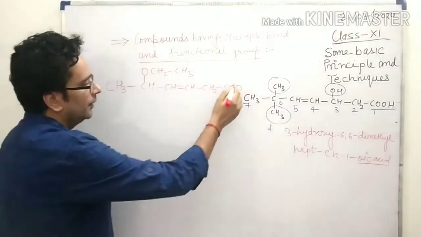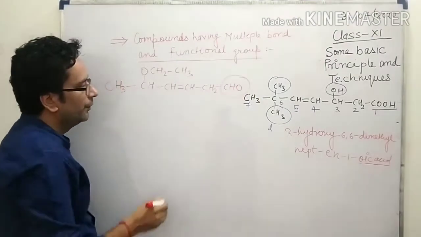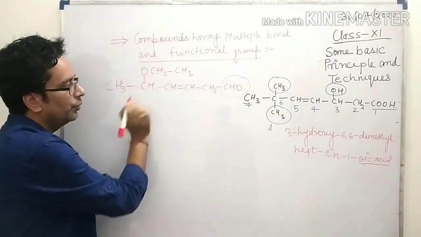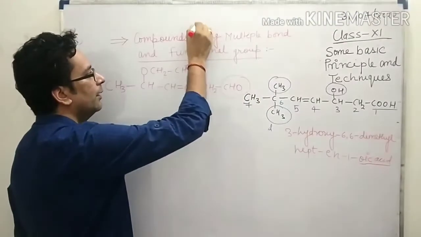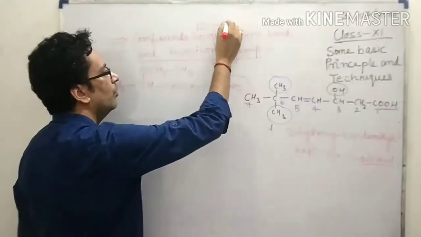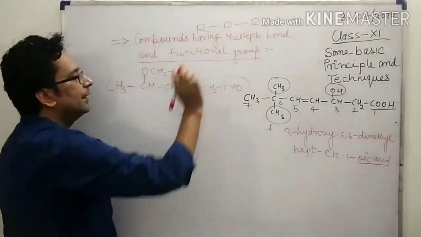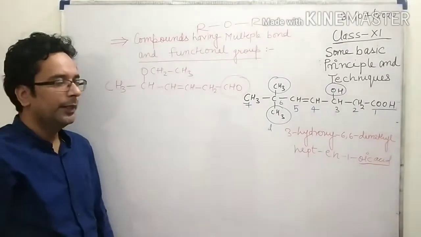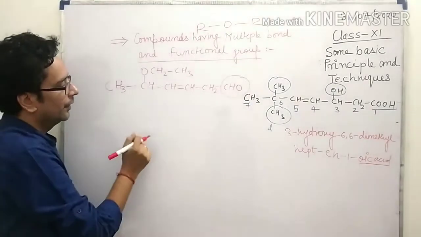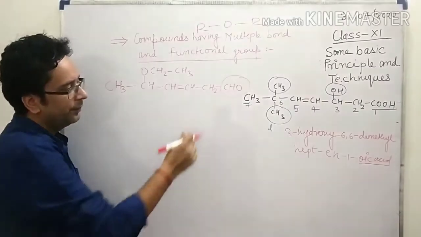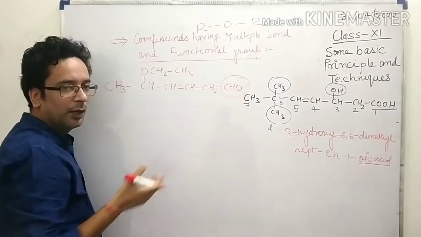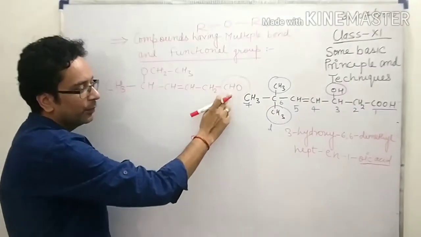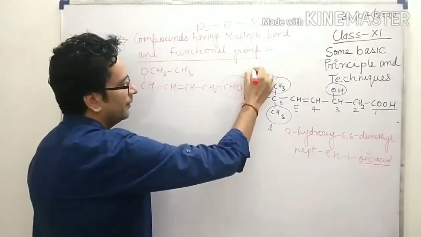Look here, this is the CHO group, and this is OCH2CH3. All of you know very well that R-O-R is an ether. In priority order, the aldehyde group comes first. So it is the PFG, and the ether is the substituent.